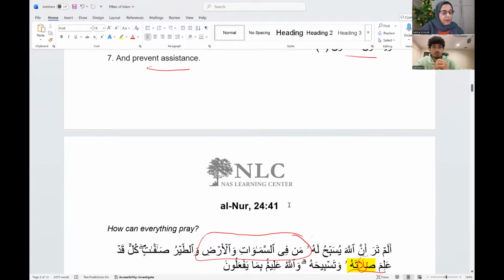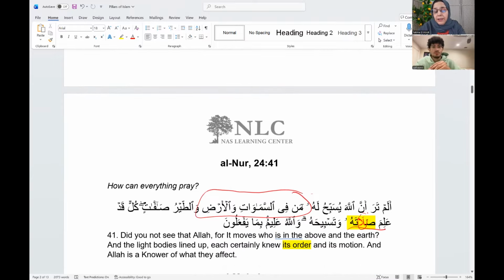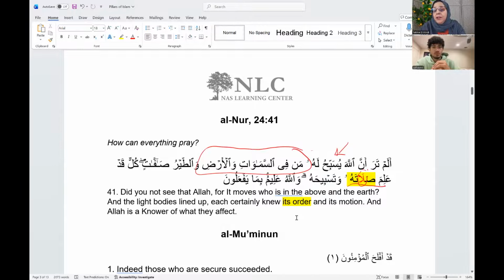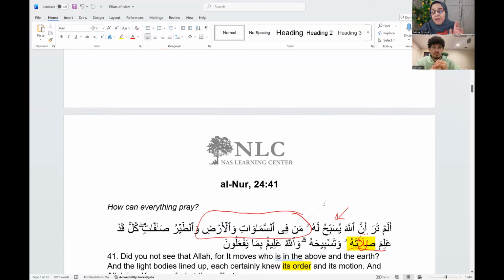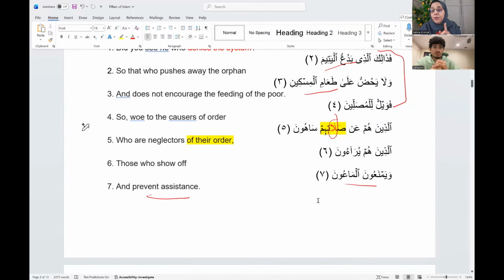So we are really literally talking about an order here, because everything knows its order, and it's coming after you sabbih, the motion. Like the atom knows its order and how to move. Everything is in motion, but they move in an order. Wallahu alimun bima yaf'alun. So the only one who can put himself in order or not is the human, because we have free will. Everything else was put in order.